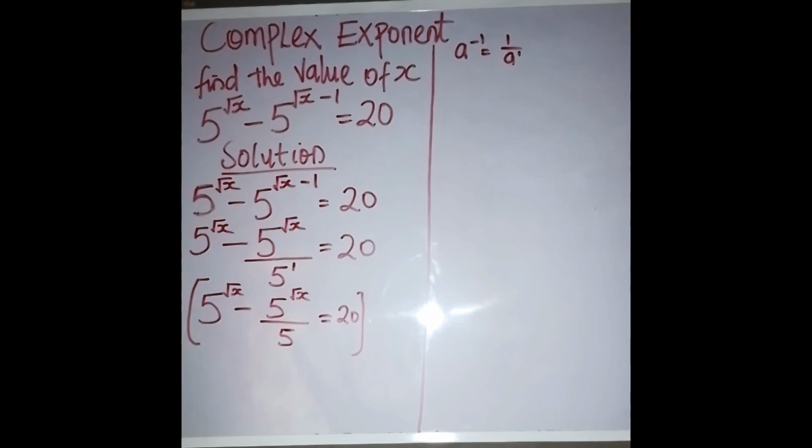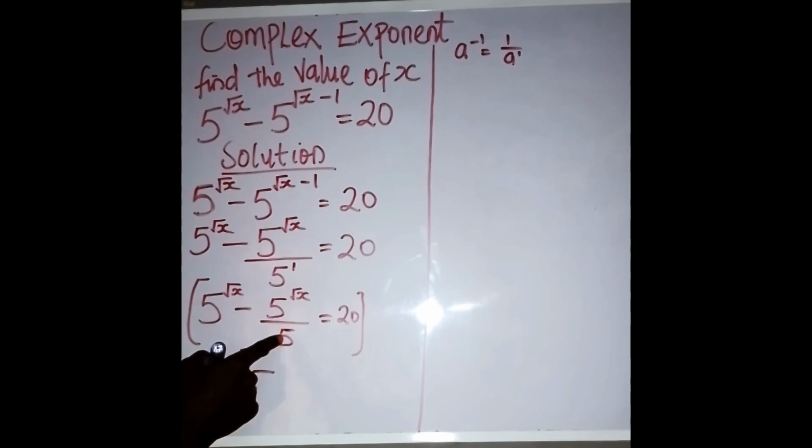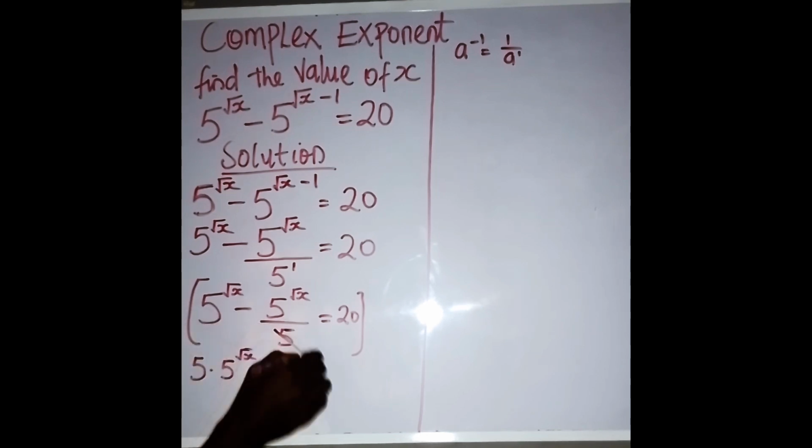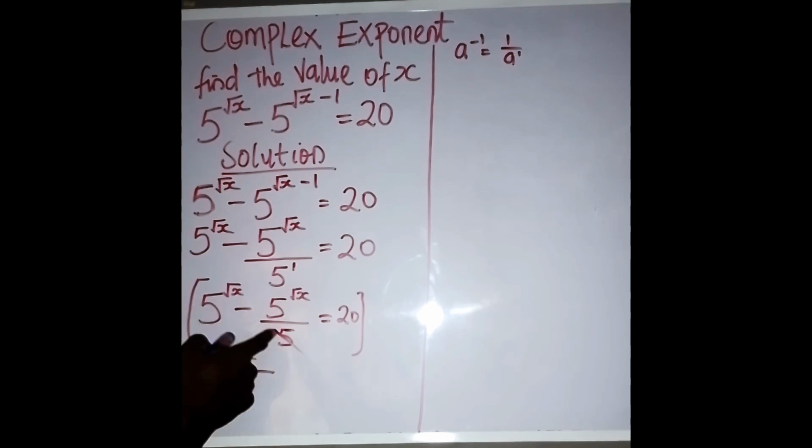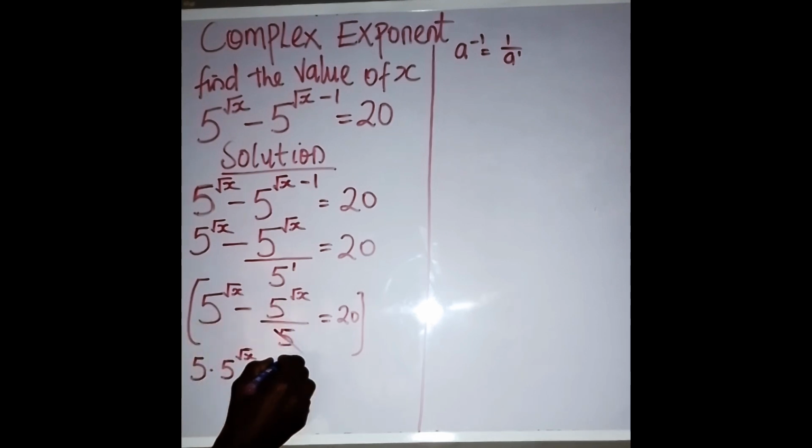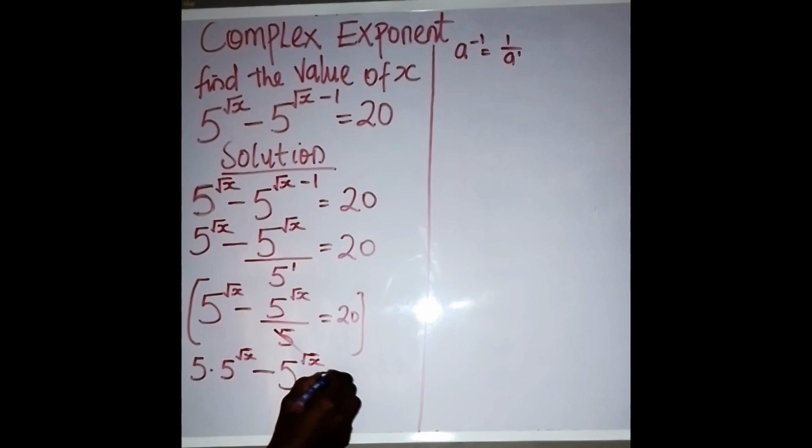So multiplying this, 5 times 5 raised to the power square root of x minus, then this 5 will cancel out this 5. So this 5 is out, because this 5 cancels out this 5. So I'm left with just 5 raised to the power square root of x equal to what?